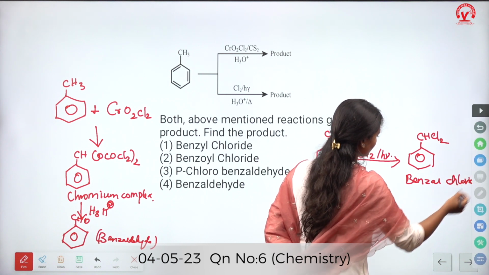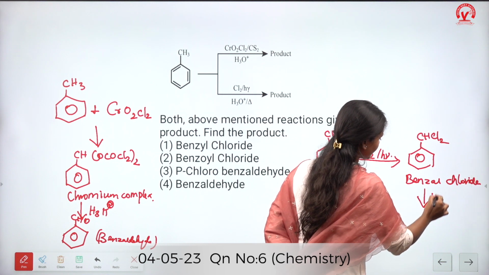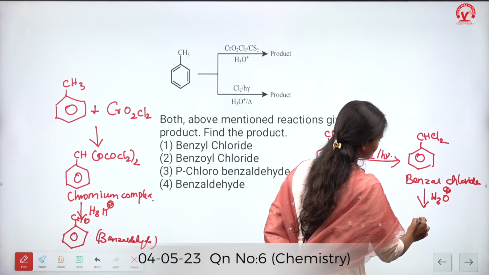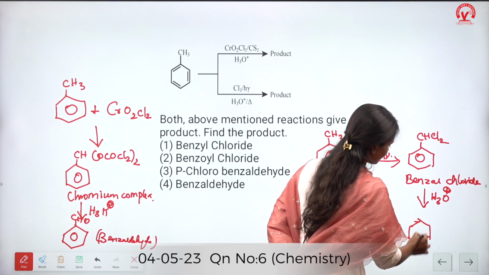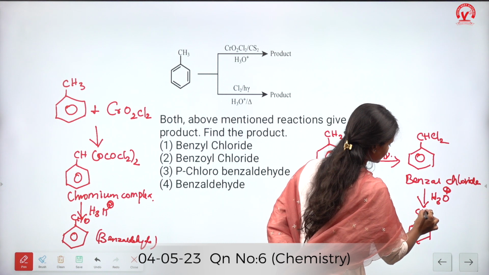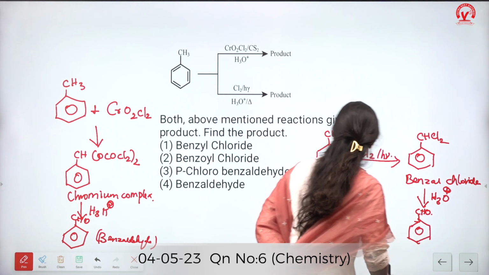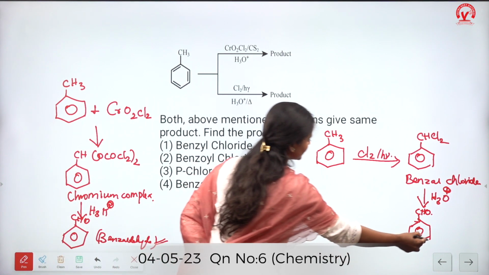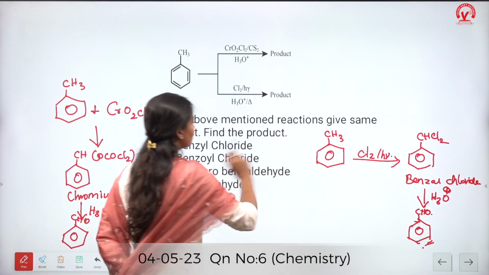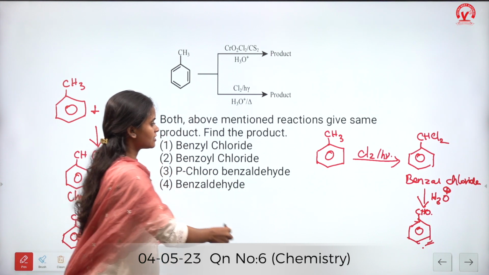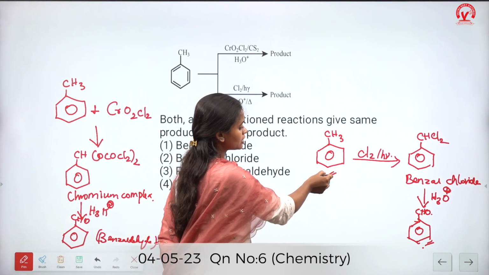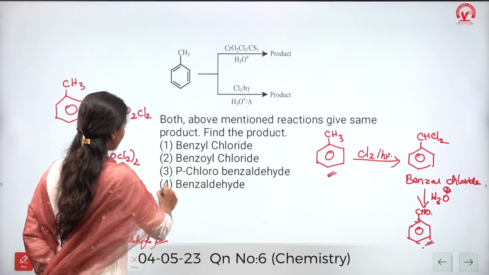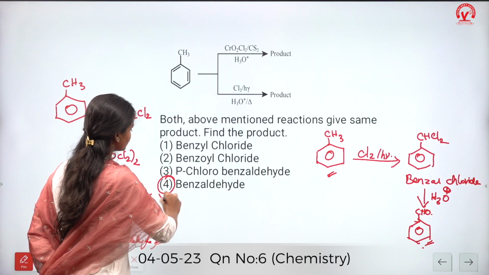This benzyl chloride undergoes further hydrolysis, which also gives benzaldehyde. In both the reactions, the end product is benzaldehyde. When we compare these two reactions, this is a commercial method to produce benzaldehyde. Here the product is benzaldehyde. So option 4 is correct.